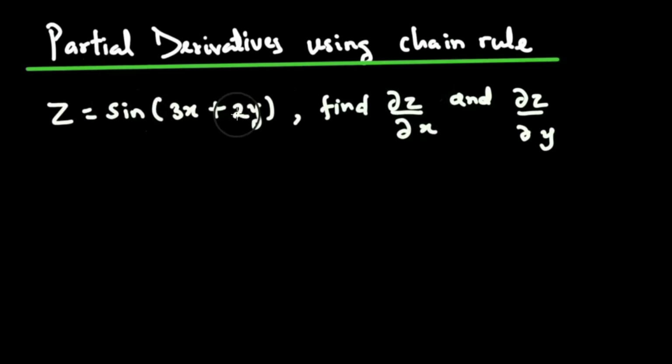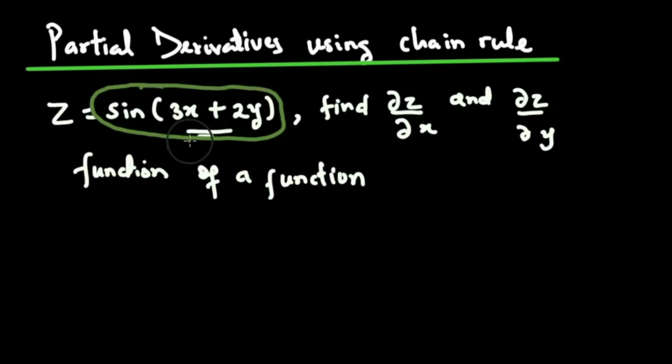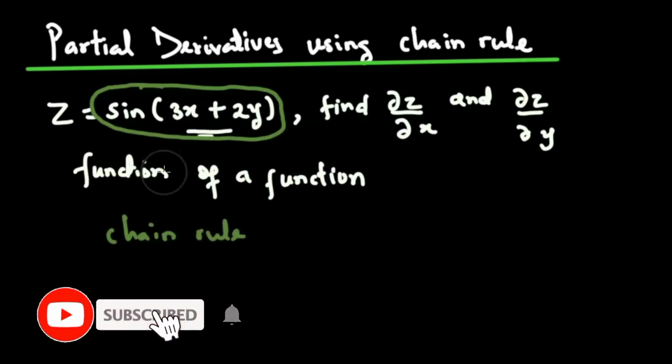Looking at this function, this is a multivariable function. Why is it a multivariable function? It is a function of x and a function of y, and that is why we're differentiating partially. We can also see that it is a function of a function. We have a function 3x plus 2y, and then we have another function which is sine(3x plus 2y). So we have a function of a function, and that is why we're applying our chain rule. Whenever we have a function of a function, we apply our chain rule.